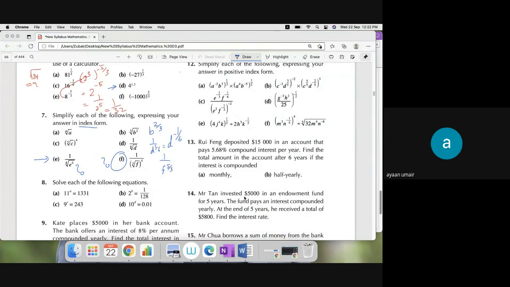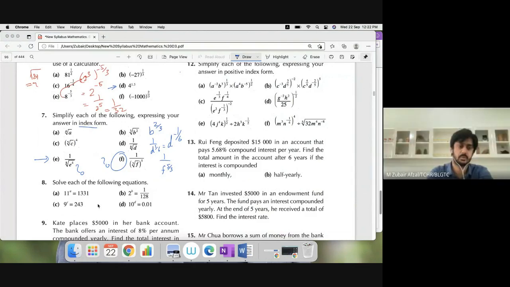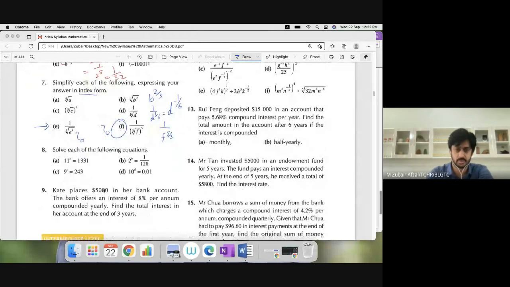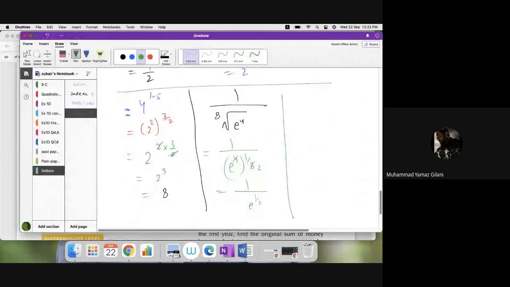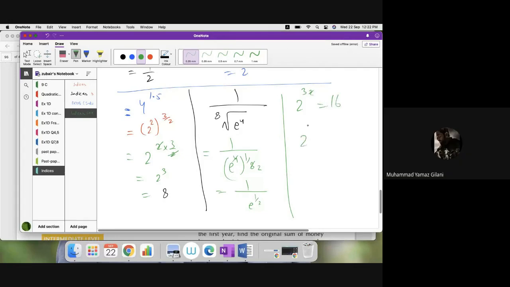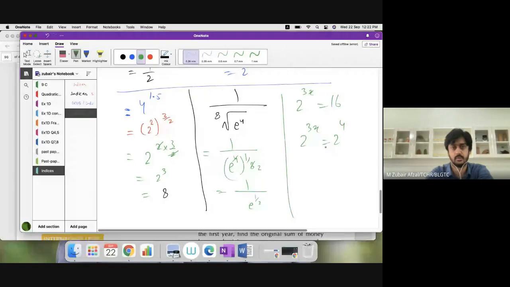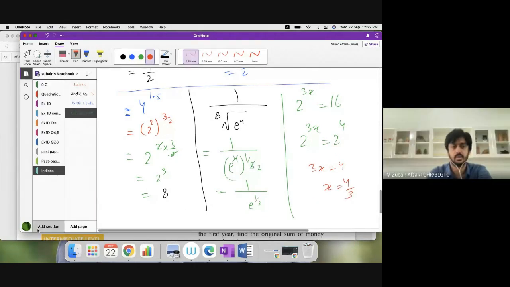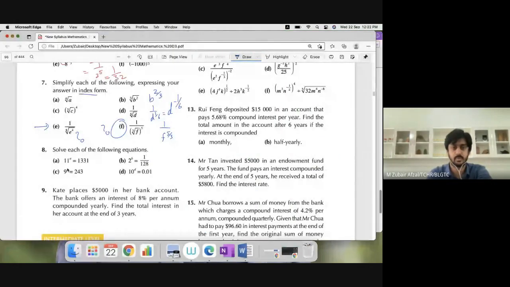Yes, sir. Okay, son, look at question number 8. Now, a hint for this question. Sir, in A we have to make the base the same now. Exactly. If you have a question like 2 raised to power 3x is equal to 16, we know that we can change the base, 2 to the power 4. Then 3x is equal to 4, and x is equal to 4 by 3. That's right. So in this case, you just have to make the bases the same.